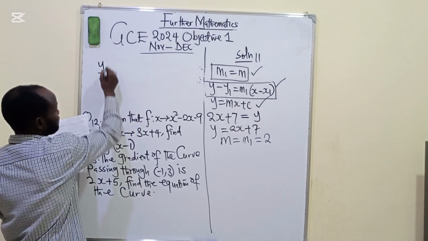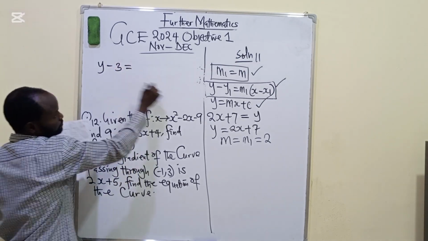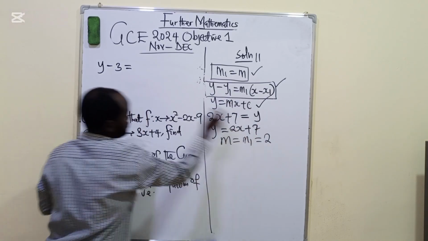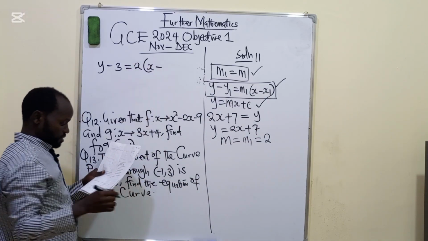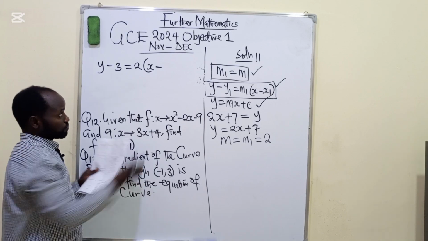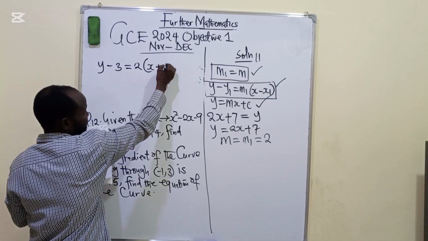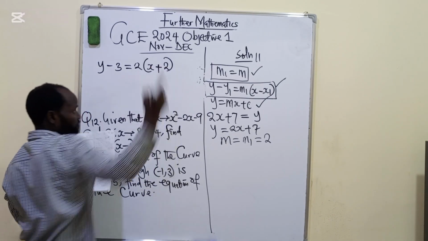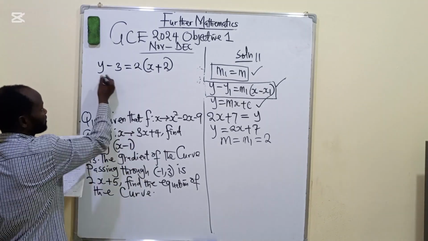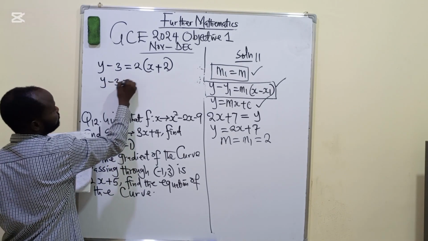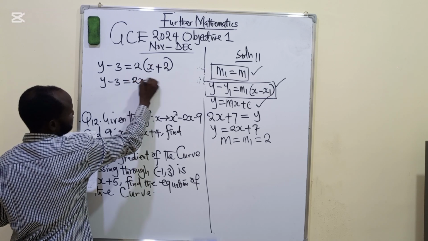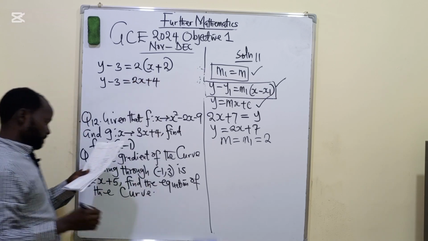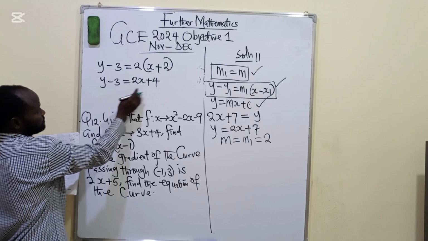Our y1 is 3. That will be y minus 3 equals m1. Our m1 is 2. That will be 2 into x minus, our x1 is minus 2. Minus times minus is plus. So I will have plus 2 here because minus times minus is positive. This will be y minus 3 equals, let's clear the bracket, 2 times x, that's 2x plus 4. Okay, let's rearrange everything and equate it to 0.